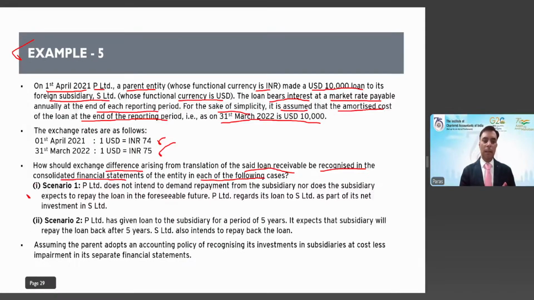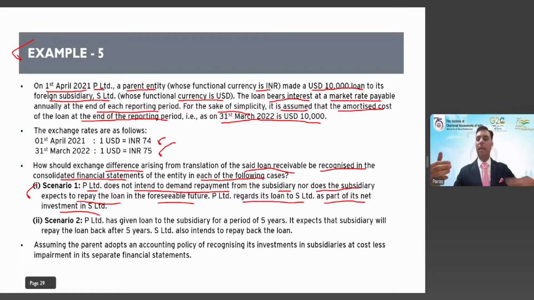Scenario number 1, they have mentioned that P Limited does not intend to demand repayment from the subsidiary, nor does the subsidiary expect to repay the loan in the foreseeable future. P Limited regards its loan to S Limited as part of its net investment. Why? Because neither P Limited is going to ask for the money, nor the subsidiary company is going to repay this amount to the parent company, right? So this will take the color of net investment in foreign operation.